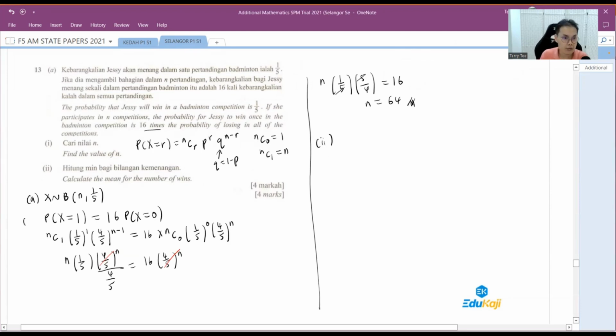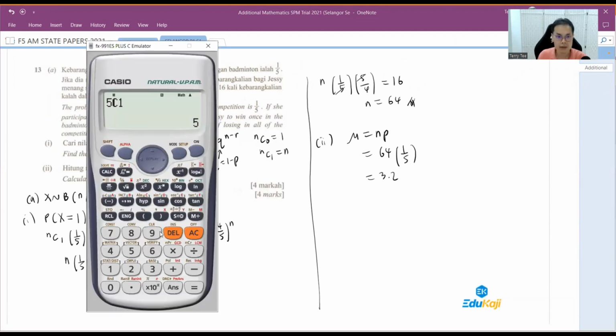Quite long. This is Roman 1. Roman 2, calculate the mean. Now remember, the mean for binomial is NP. This formula is given. N is 64. P is the probability of success, in this case 1/5. 64 times 1/5 is the same as 64 divided by 5. If you're not sure, you can use a calculator. Divide by 5, yeah, 12.8. I said it wrongly earlier, it's 12.8.